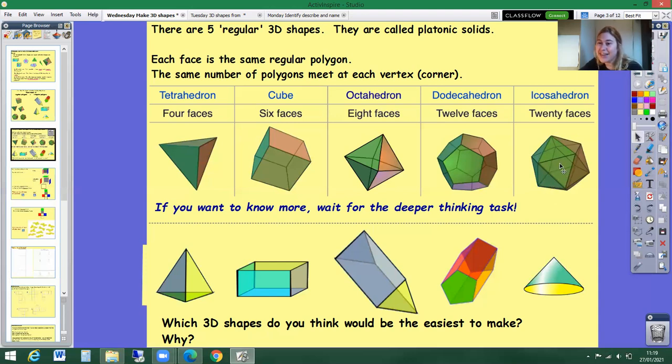Okay, so some of these shapes look quite complicated. For instance, the icosahedron. Equilateral triangles are quite easy to draw and make, but if you've got 20 of them and you've got to stick them all together, that could be quite tricky, couldn't it? Whereas something like a cube or a cuboid, it's got less faces and they're squares and rectangles, so that could be easier. So we're going to start to think about how we can make a cube, and that's going to be our inspiration for making other types of shapes as well.